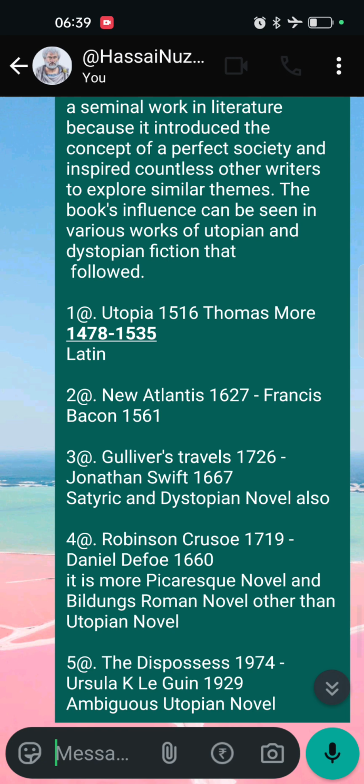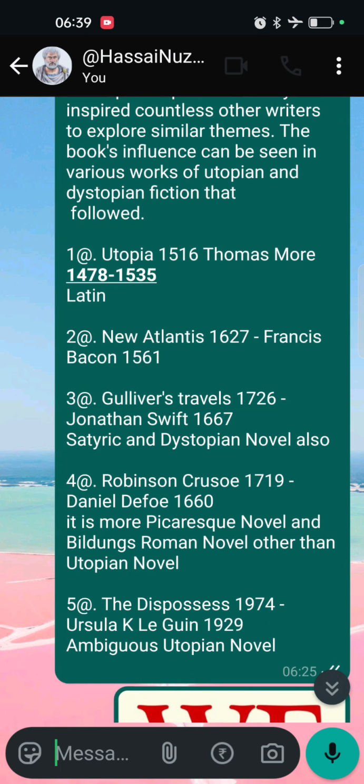Here are some utopian novels written by various writers. Utopia, a utopian novel written by Thomas More, 1478, published year 1516. New Atlantis, utopian novel written by Francis Bacon, 1561, published year 1627. Gulliver's Travels, utopian novel written by Jonathan Swift, 1667, published year 1726. It's a satiric and dystopian novel also. And Utopia, written by Thomas More, is actually written in Latin.